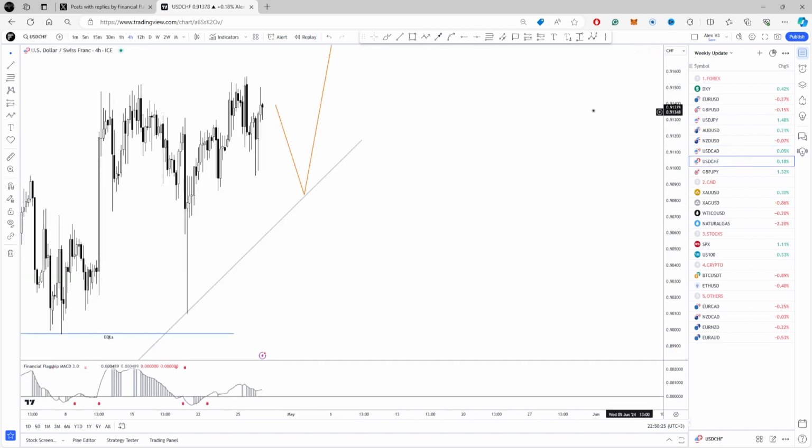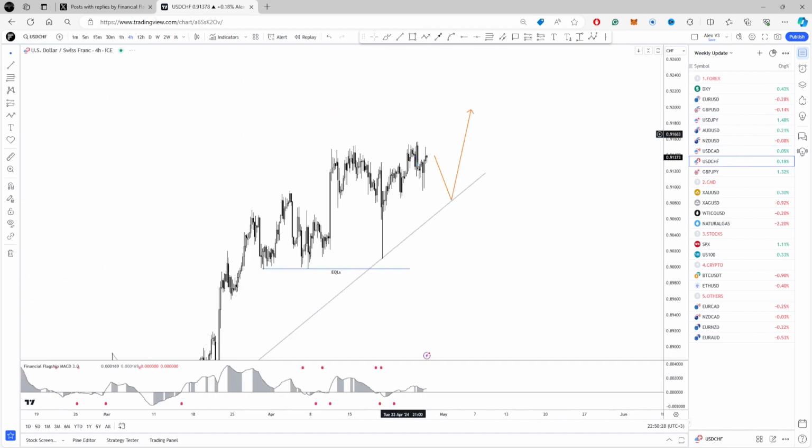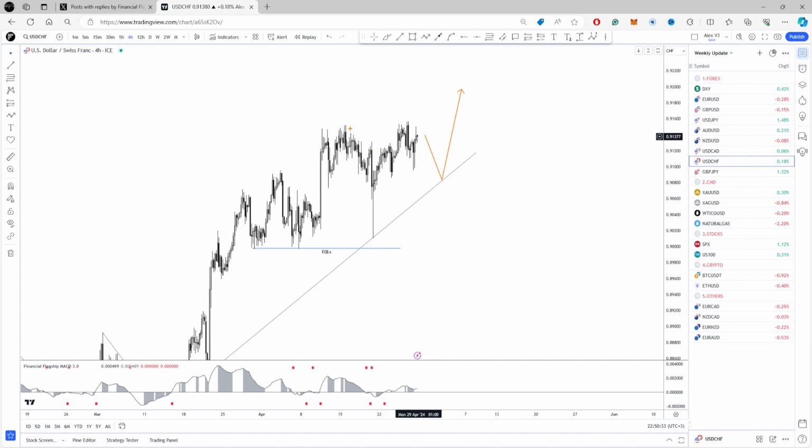Dollar Swiss franc, we were expecting last week a drop towards this trend line before pushing back up, as you can see here. So the case right now for USDCHF is that the price will correct here. Either it will be a small correction then push back up, but what I like to see is a move towards this trend line and then one more move towards the upside. Both scenarios are bullish, but we have to wait and see how the correction will develop.